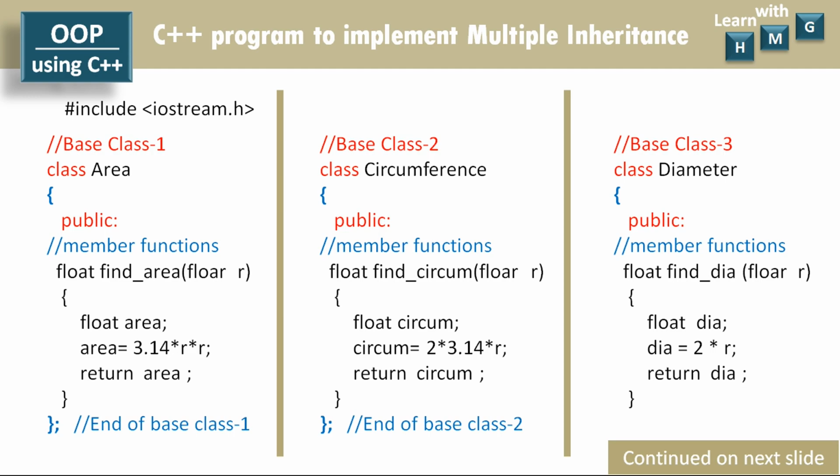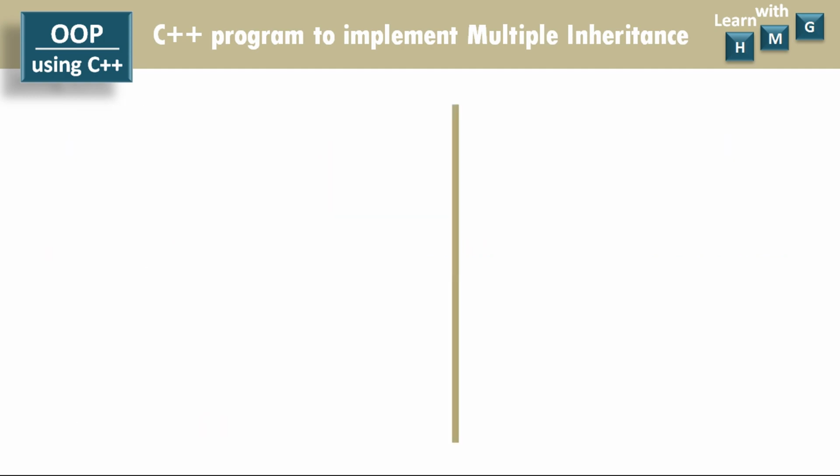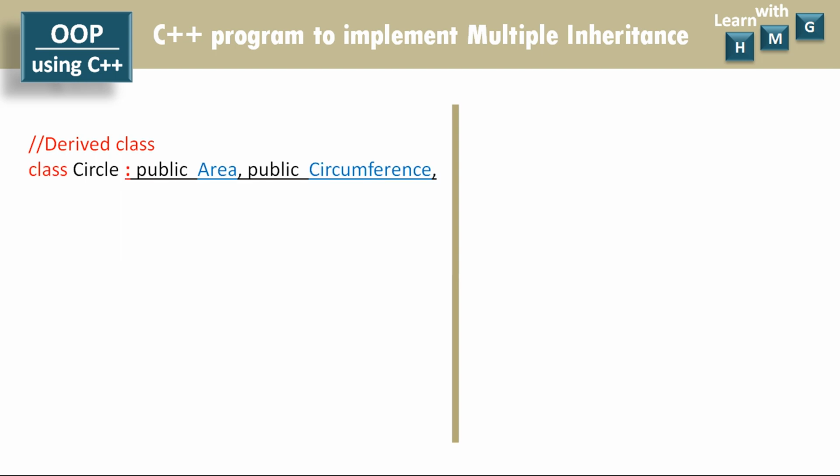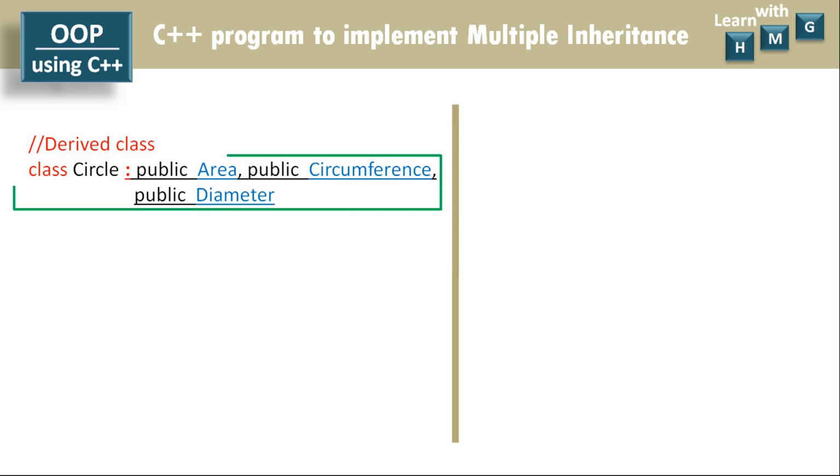So like this we have completed the definitions of all three base classes, that is area, circumference and diameter. Now let us proceed further for derived class. So circle is a derived class which is publicly derived from area and circumference and diameter. So there are three base classes, and from these base classes circle, that single class, is derived. So like this, here it is the multiple inheritance. So this multiple inheritance is clearly mentioned or specified here. You can easily observe that circle, the single class, is derived from three base classes, area, circumference and diameter.